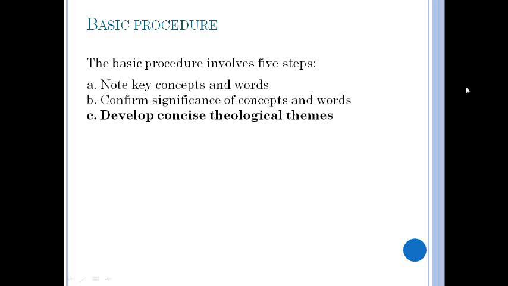Following on from this, you need to develop concise theological themes. What I mean by this is that to simply use the word love as a theme is inadequate, because each book of the Scriptures, each letter in the Scriptures, carries a particular nuance, a particular emphasis that the writer wants to make. So what you need to do in this step is to say, what about love do we find in this book or letter?